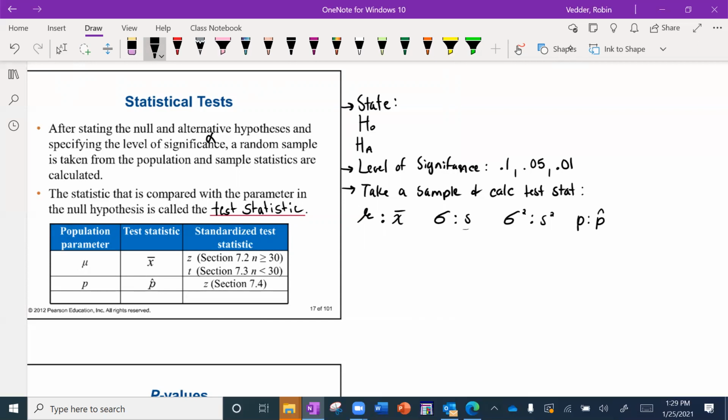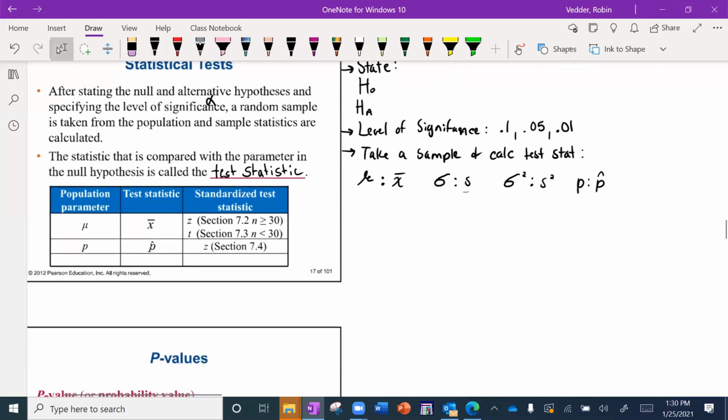I wanted to remind you, because I had some people earlier today that forgot about some of these symbols. They didn't know S stood for sample standard deviation. They thought it just stood for sample size. So I wanted to remind you, a test statistic is either going to be X bar, S, S squared, or P hat. It's going to be one of those 4 things. It says the statistic that is compared with the parameter in the null hypothesis is again called the test statistic.